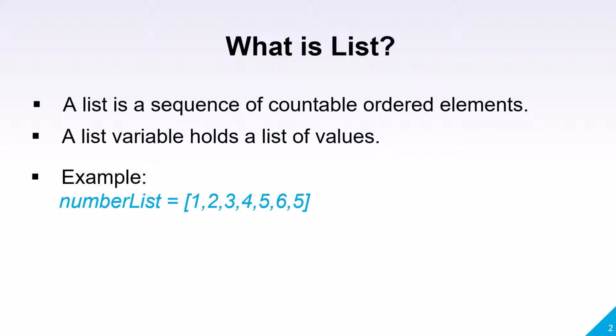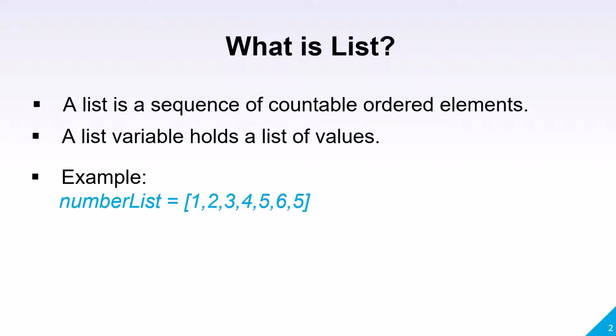So a list, by definition, is a sequence of countable ordered elements. Order means the numbers one after another or the strings one after another, and it should be countable. It should not be infinite. And there is a variable called number list. It's a variable holding a bunch of values, a list of values. Number list is called the list variable.